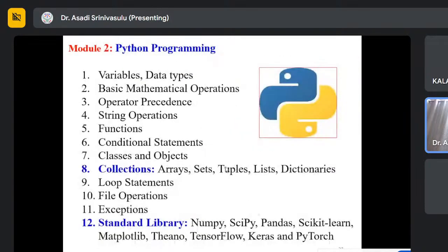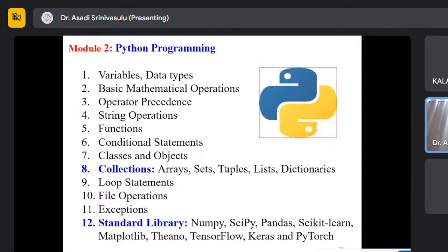And Python programming I have explained already: core Python programming and advanced Python programming. In core Python programming, everybody knows variables, operations, operator precedence, string functions, conditional statements, classes and objects, Python collections like arrays, sets, tuples, lists, dictionaries, loop statements, file operations and exceptions. In advanced Python programming, we are using NumPy, SciPy. NumPy means numerical Python. SciPy means scientific Python. Pandas, in order to describe data sets like tables.